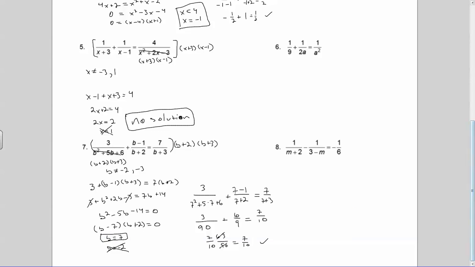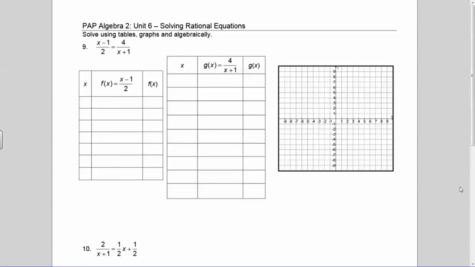Moving on to the next page. We are going to find out how to solve rational equations using tables and graphs now. So let's look at the table first. I have already filled out my table.